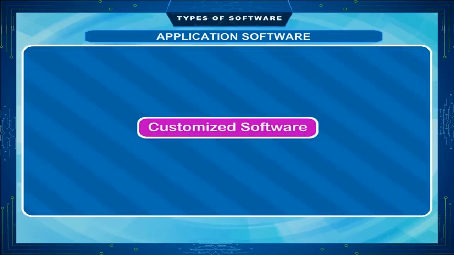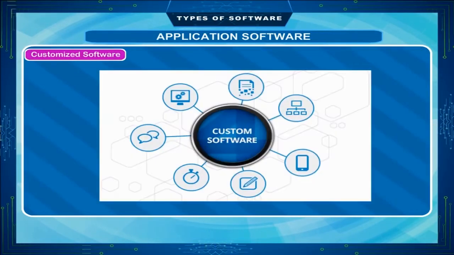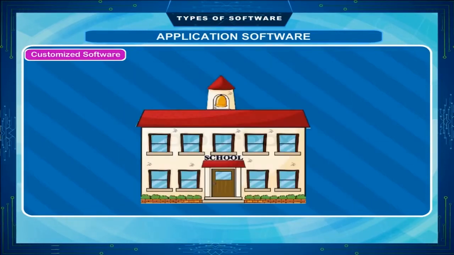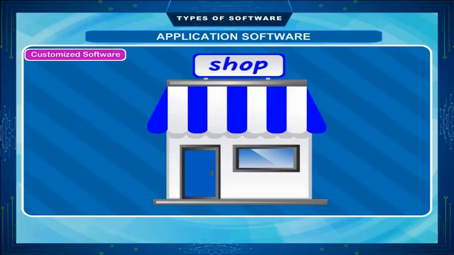Customized software. Customized software is a computer program or web application that is specifically designed for a particular purpose, department, or company. Customized software is written and designed to meet the client's specific business processes. It is used in different places like schools, hospitals, shops, etc.